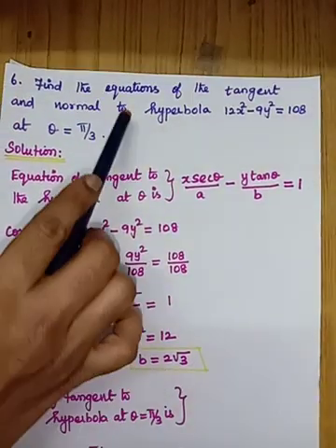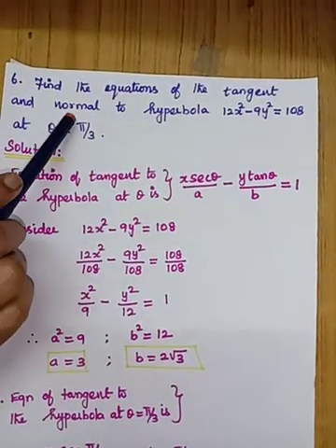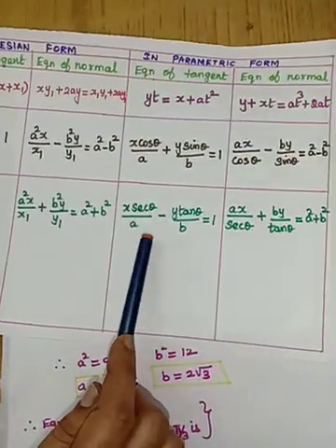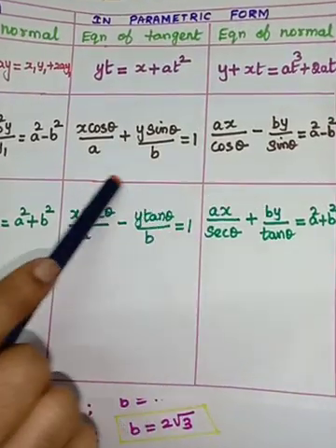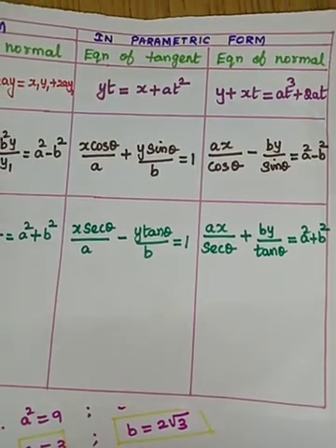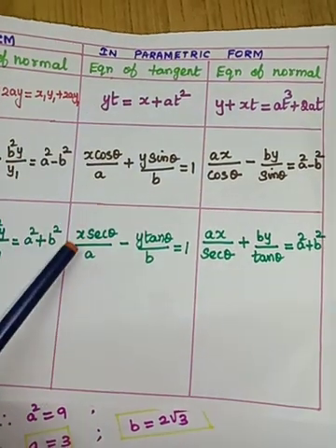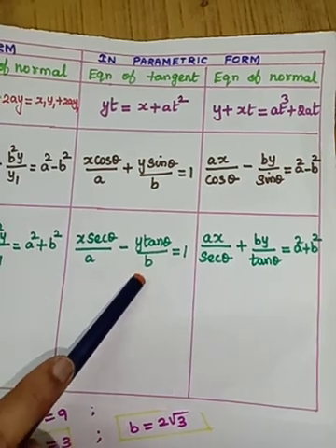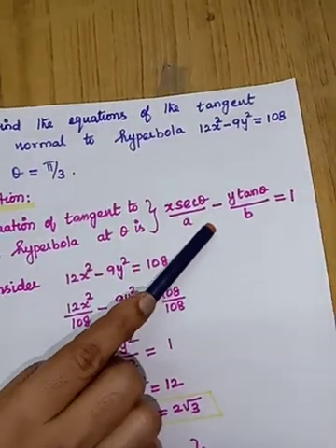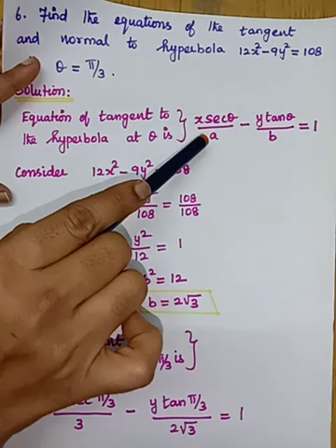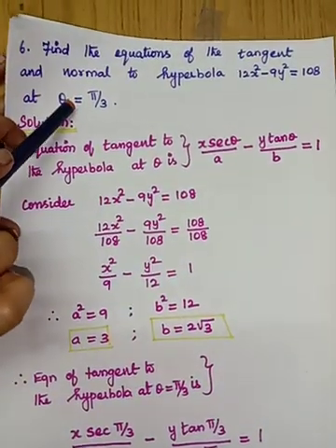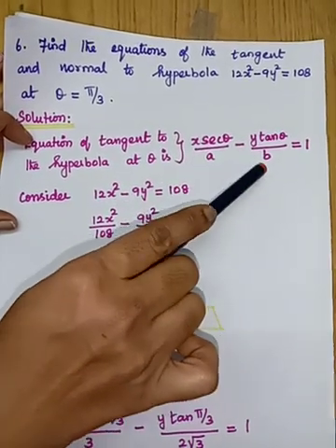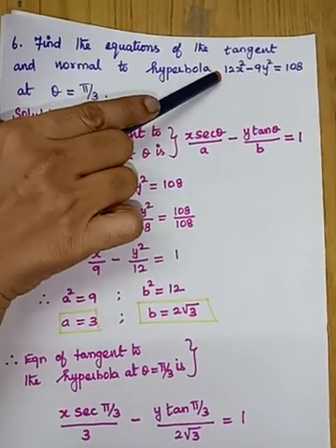So we'll go for what is asked: the equation of tangent and normal to the hyperbola. I'll consider the hyperbola. I'm moving for the parametric form. The equation of the tangent to the hyperbola in parametric form is x secant theta by a minus y tan theta by b is equal to 1. So I have taken this formula. So here what is needed? Theta is given, theta is equal to pi by 3. We need a and b. So that has to be found from the equation of the hyperbola.